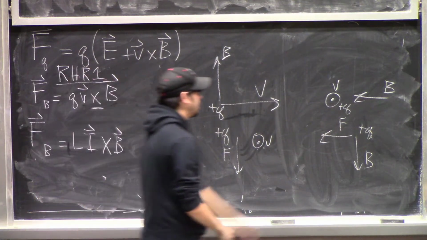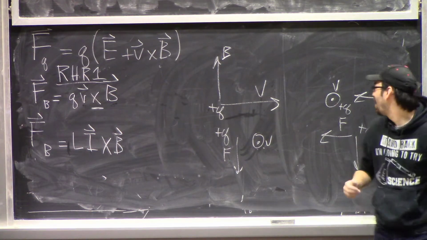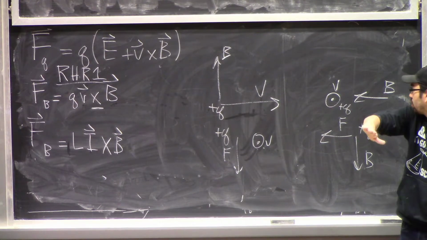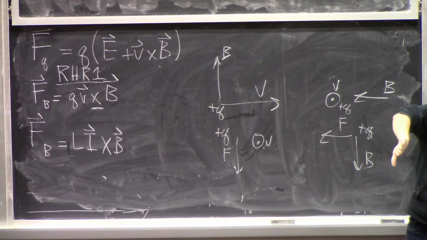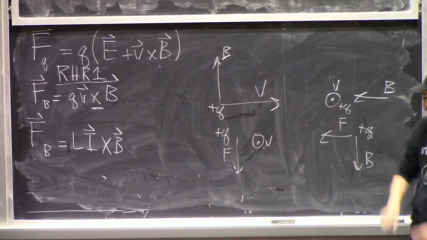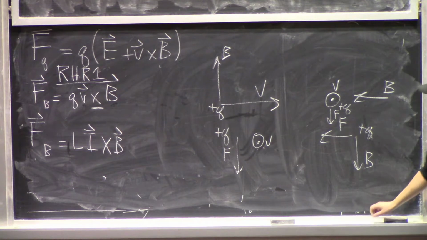Second case. Everybody right hand. This is easier for me because I'm facing this way. Fingers in the direction of velocity. Curl in the direction of the magnetic field. Thumb in the direction of force. Force points down. Okay?